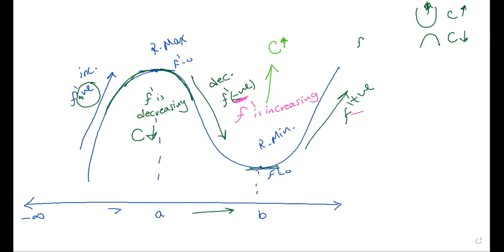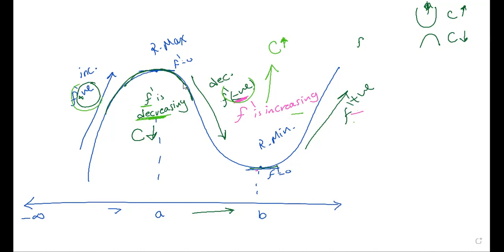When is the function concave downward? When the first derivative is what? Decreasing. It changes from positive to negative. That is concave downward. When the first derivative is increasing, it means it changes from negative to positive. In this case, the curve of the function is concave upward on this interval.